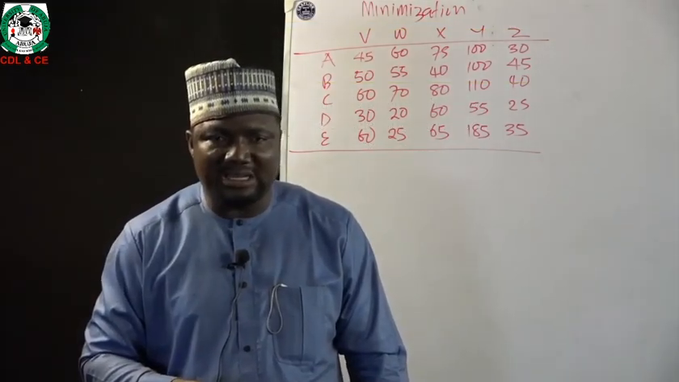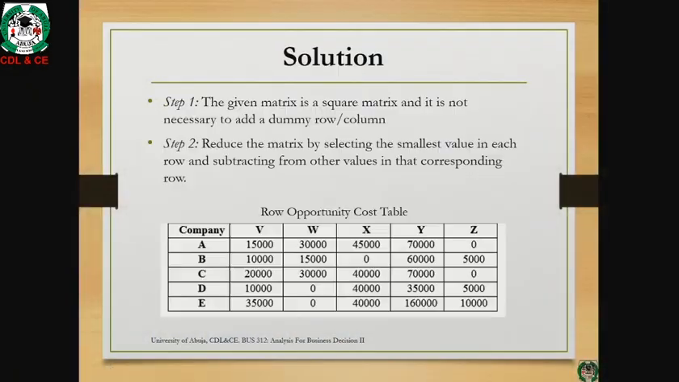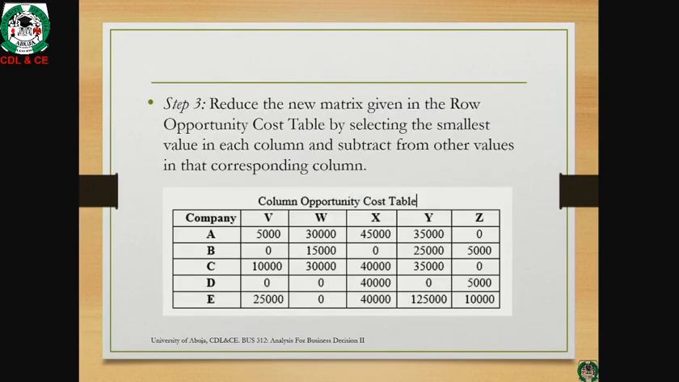If you look at our previous table, in the W column of our row opportunity cost table, the smallest number here is 0. Subtracting 0 from the entirety results in the same value. Similarly, X also is 0. Let me move to the next table. You see, we just repeat the entirety of what is in the W column and the X column, because the smallest number there is 0.